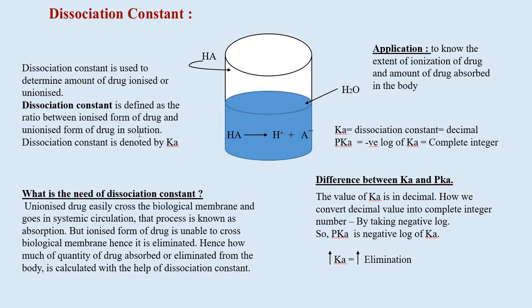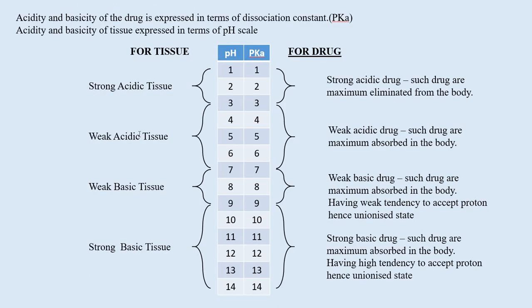If any drug has a greater Ka value or greater pK value, which parameters are affected? That means which properties, absorption, elimination, which properties are high, that you have to remember. Then what are the pH scale and pK scale, that you have to remember. Based on that, how many classes of the drug there are, that you have to remember here.